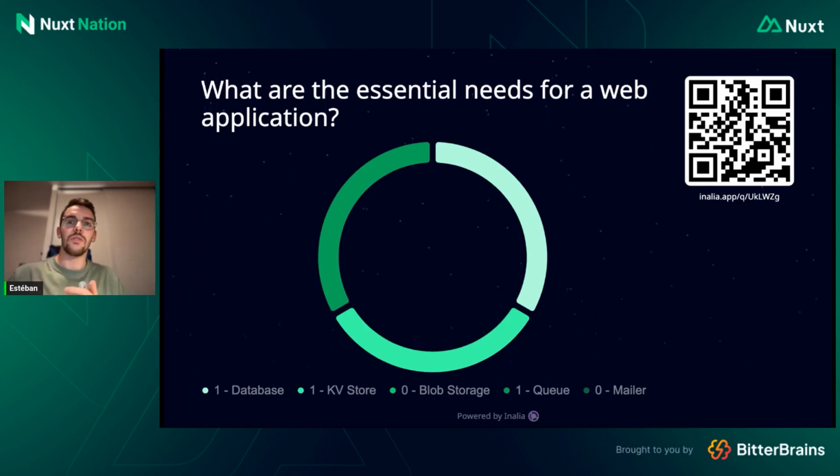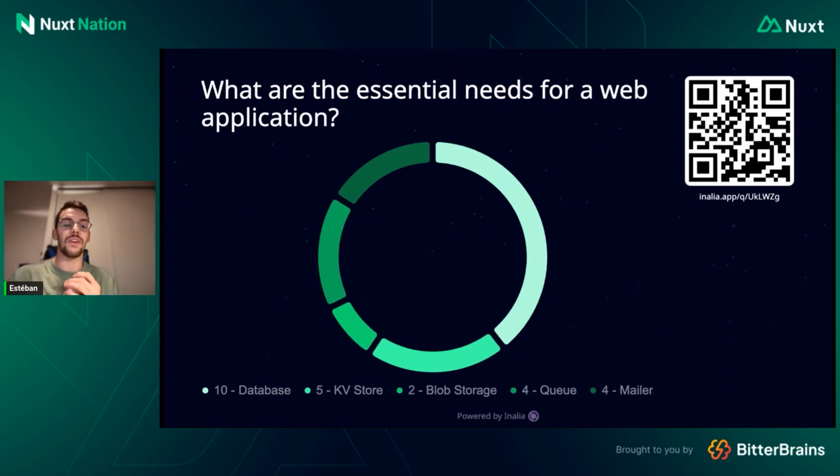So the answer to this question is all of them. Every web application needs a database, a KV store, a blob storage, a queue, and a mailer. Without one of these, creating a serious web application becomes very difficult. Interestingly, in a traditional web app, you might consolidate your KV store and queue into a database to simplify your architecture.